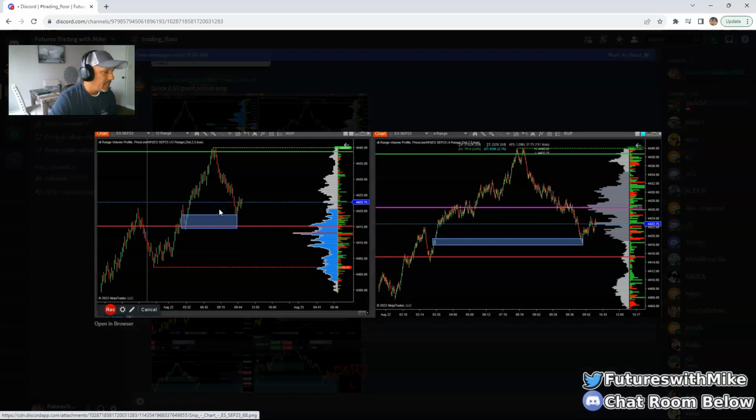This is the trade right here I took, okay, off the ES, posted it on our Discord. Demand zone right here, and I was aiming for this area right here. So this was the trade entry.